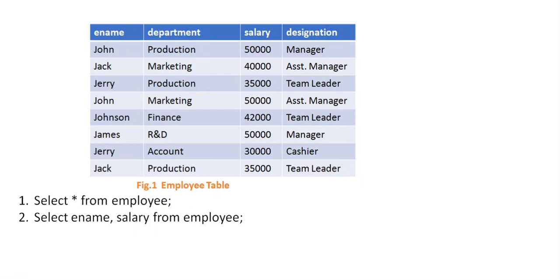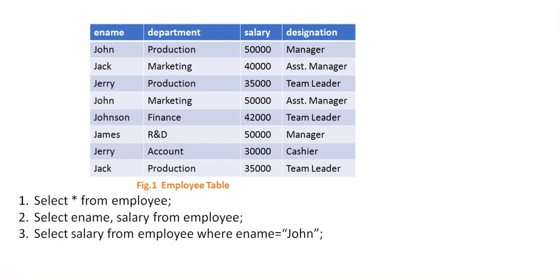Now consider, what if you want to access a row? A row is nothing but a set of values for all the attributes in a table. It is also called a tuple in the relational database model. Suppose I want to access data for employee John. Here I can simply write a query like select salary from employee where e name equals John. I want to access the salary of employee John.